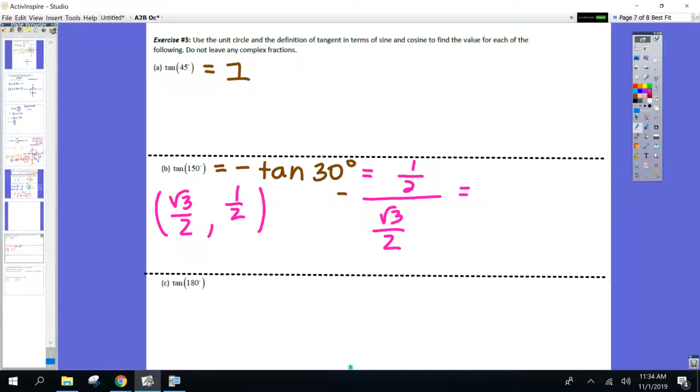Marissa, what's up? Darn right you do. Right? Keep the top. Keep the top. Multiply and flip the bottom. Yep. Now what cancels out? The 2's go. And what am I left with? -1 over radical 3.